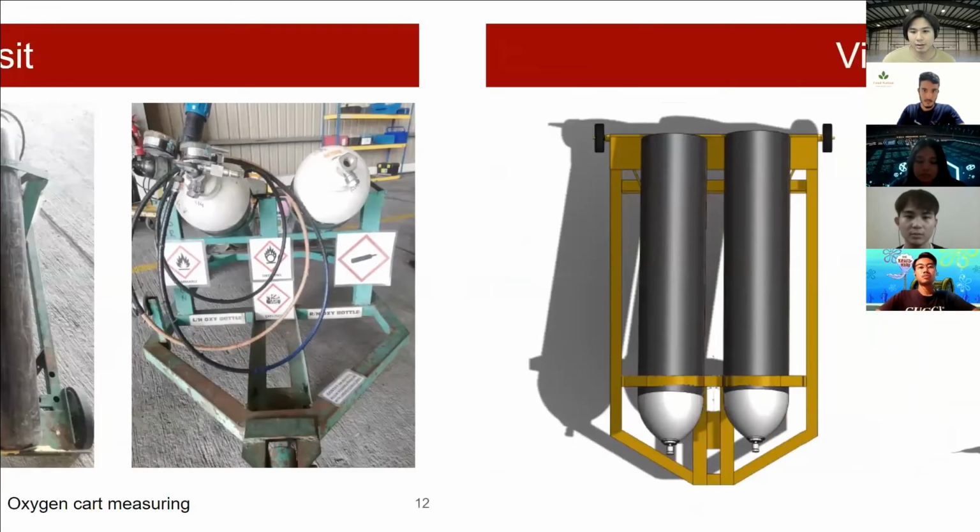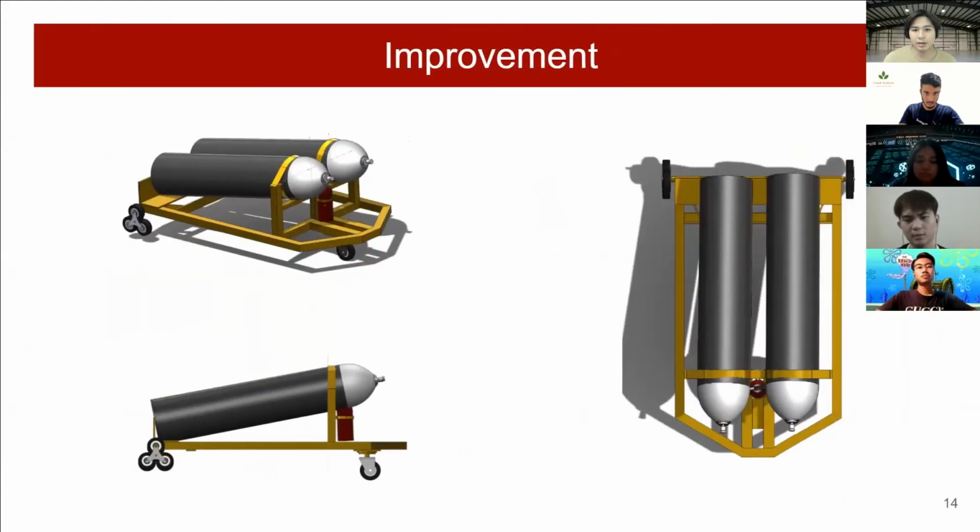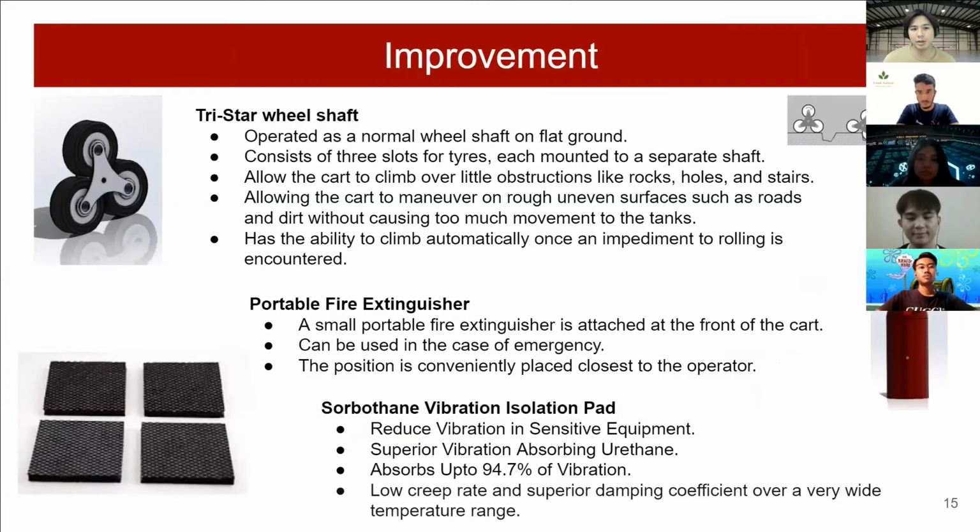Next. First, we made a virtual model of the original tank. As you can see, it's not quite similar because we could not get the actual measurements of the original tank, so there are some measurements that we assumed. Next. This is the improvement that we have made to the virtual model. More specifically, there are 3 things that we have added or modified on the original tank. First and most important is the tri-star wheel shaft. As I said earlier, for the back tire, we changed the shaft with a tri-star wheel shaft.